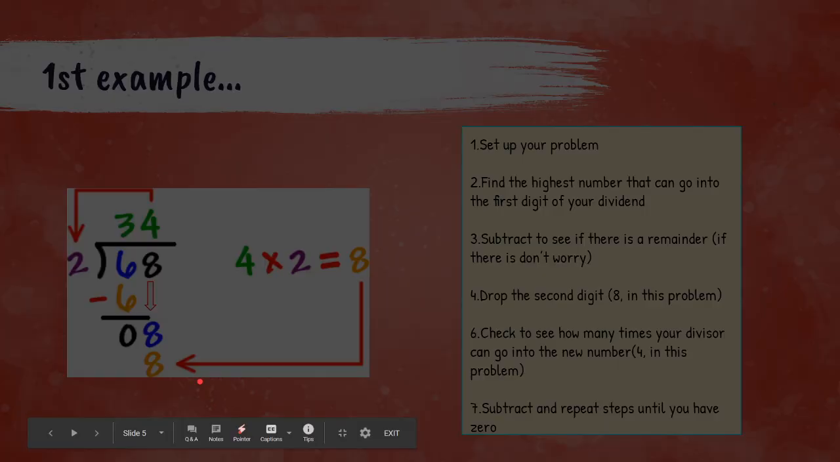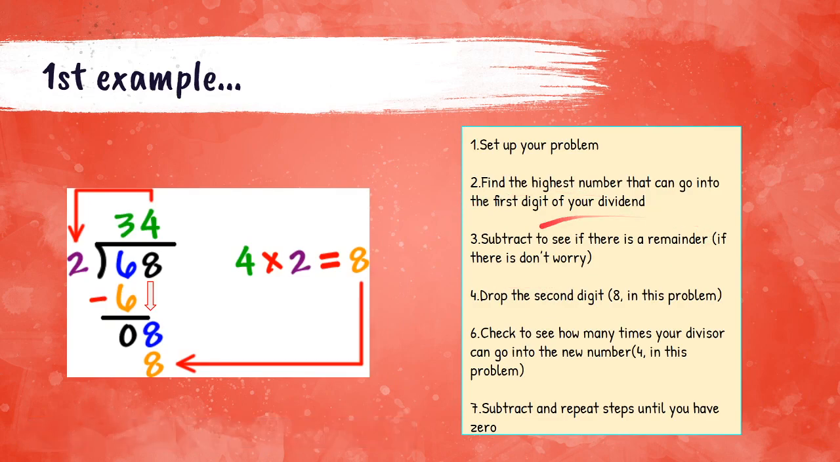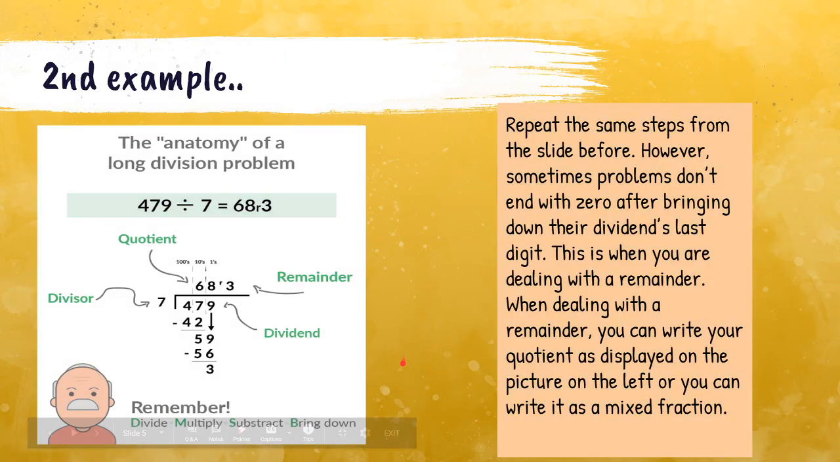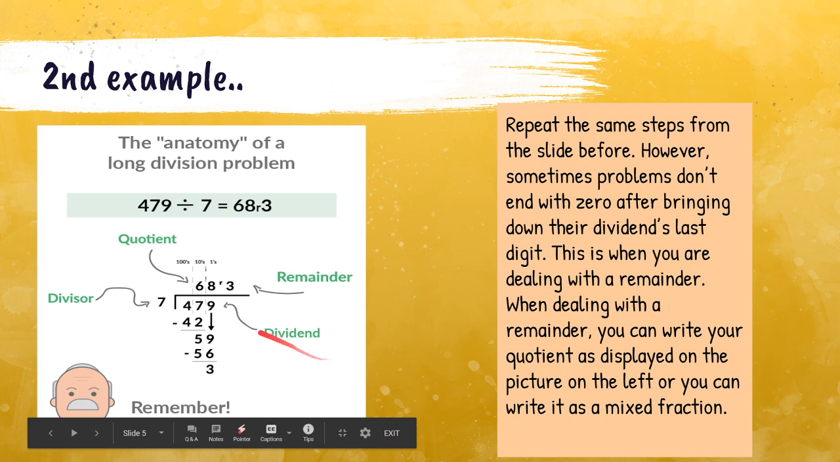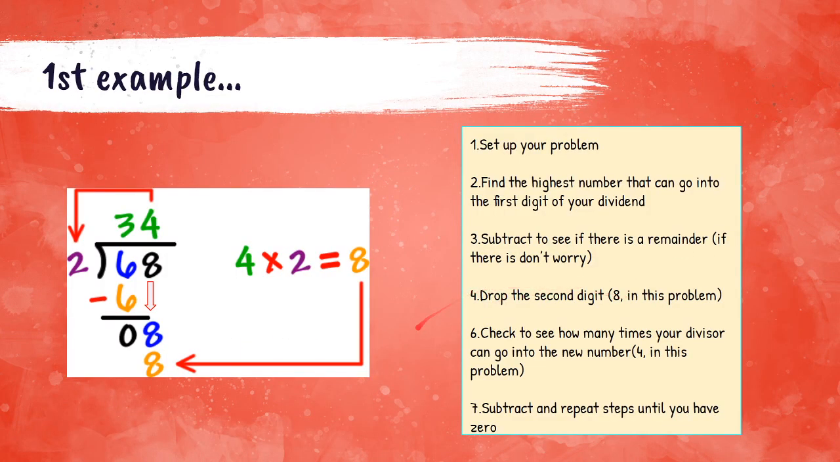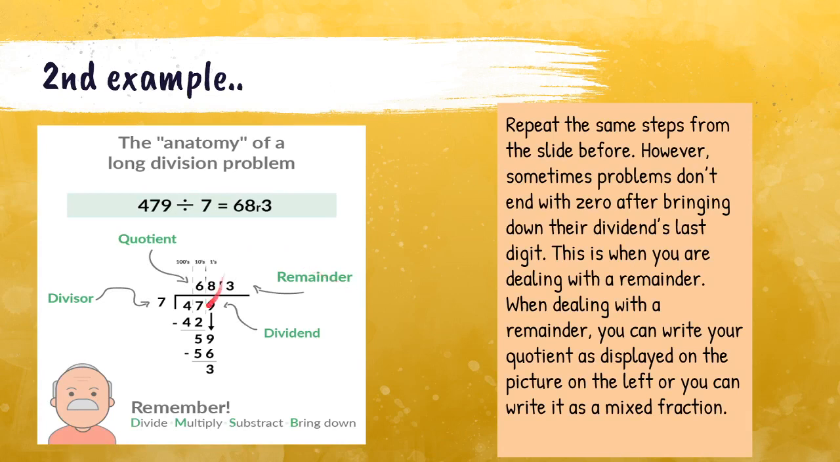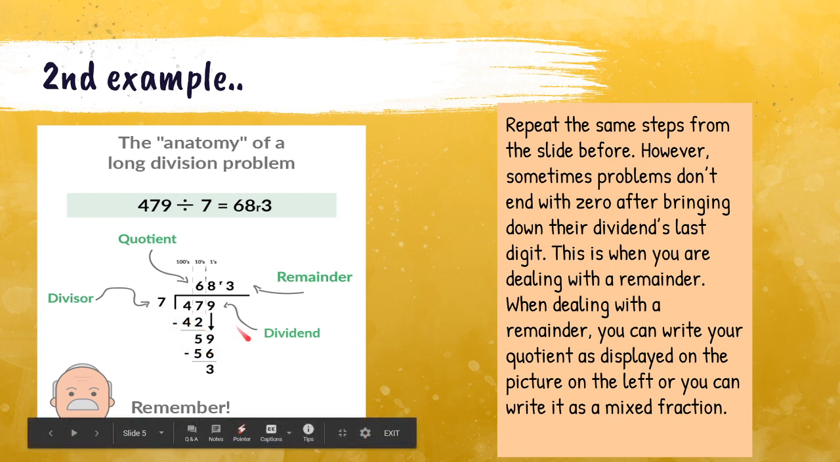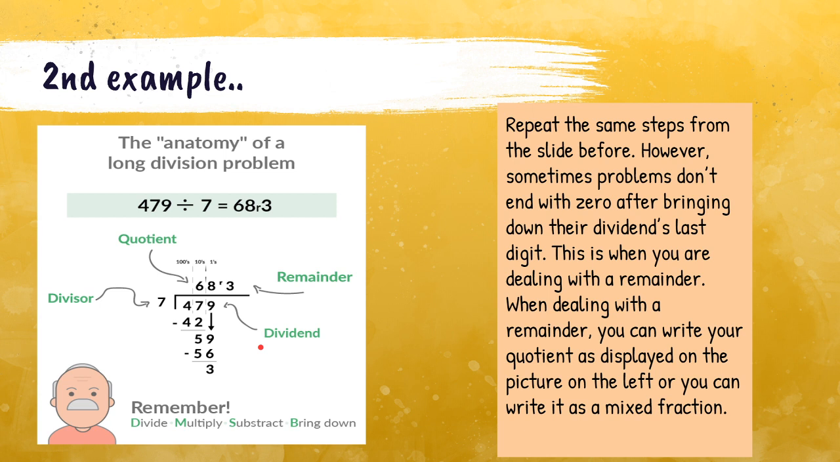Then the next step was to subtract to see if there's a remainder. So I'm going to do that right now. I subtracted, and I came up with 5 as my remainder right here. Then what I do next is drop down the other number. In this case, we used up these first two numbers, so we're going to drop down this 9. Once we drop down that 9, our new number is 59, where we're going to be repeating the steps until we have 0.